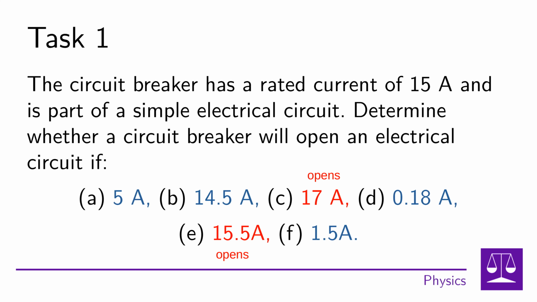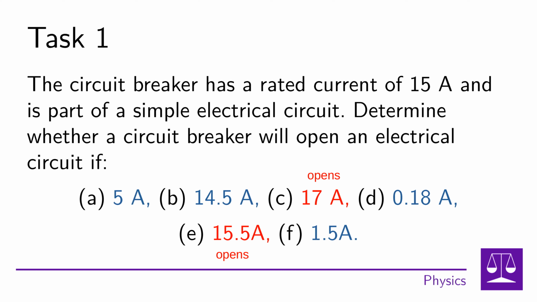Subtask A: 5 amps is less than the rated current of 15 amps. Therefore, the circuit breaker will not open. The same is true in case B, where 14½ amperes is less than the rated current of 15 amperes. In the case of C, 17 amperes is already higher than 15 amperes and therefore the circuit breaker will open the circuit. In the case of D, no whole 1/800th of an ampere is a very small current that is less than 15 amperes, and therefore the circuit breaker will not open the circuit.